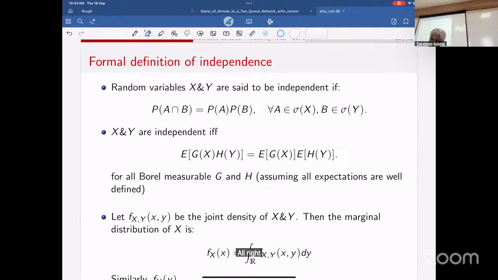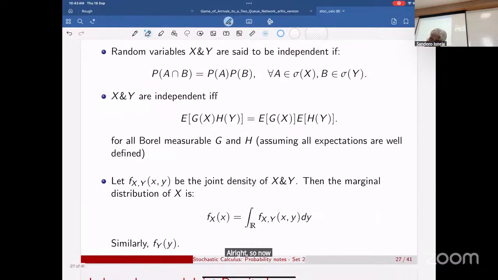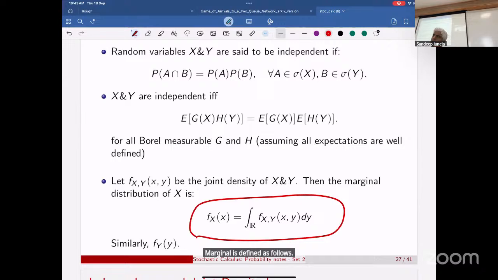All right. So now let f_XY be the joint density of X and Y. Then the probability of (X, Y) lying in some Borel set in two dimensions is given by the integral of the joint density over that two-dimensional set. Right? The marginal is defined as follows. That we know from elementary probability, so I'll just go with that.